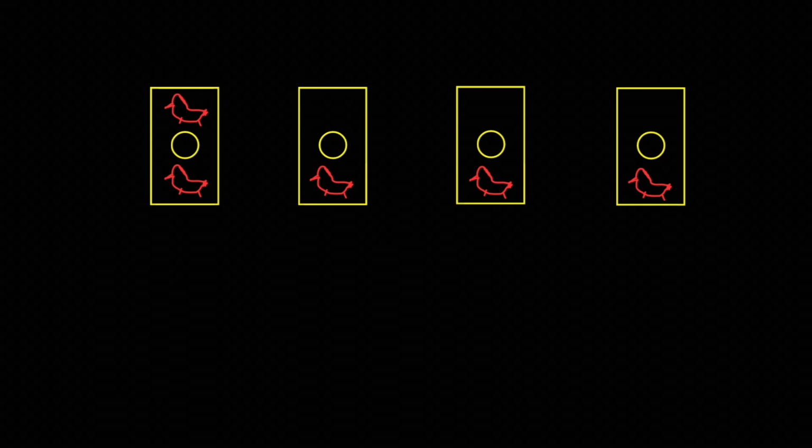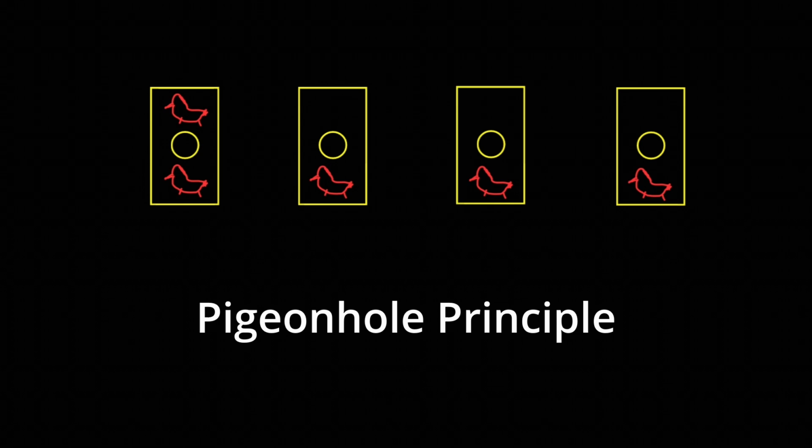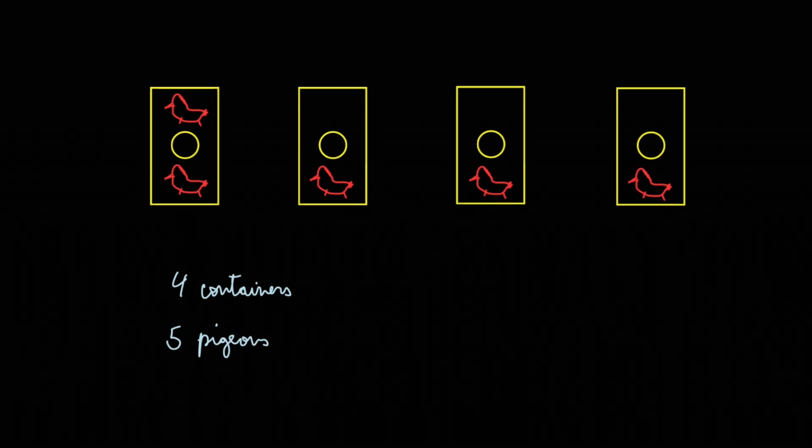But the moment you get an extra pigeon, this isn't possible anymore. At least one pigeonhole will now have to shelter more than one pigeon. That's what the pigeonhole principle says. If you put more objects than containers, then at least one container must hold more than one object. In our case, we have 4 containers and we have 5 pigeons, which means that at least one container will necessarily have more than one pigeon.